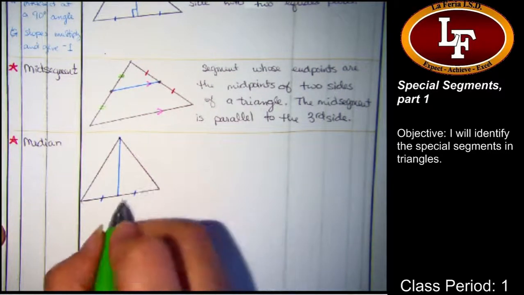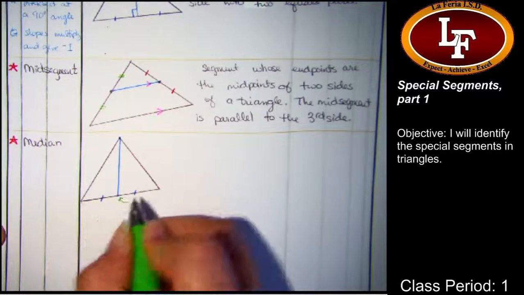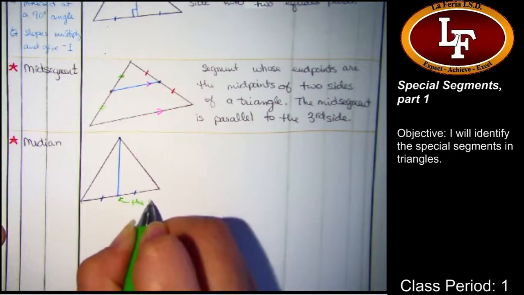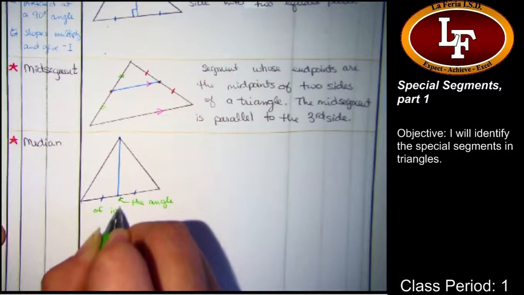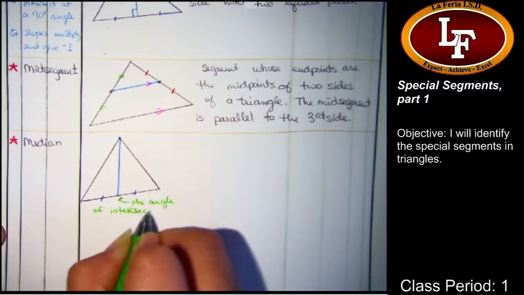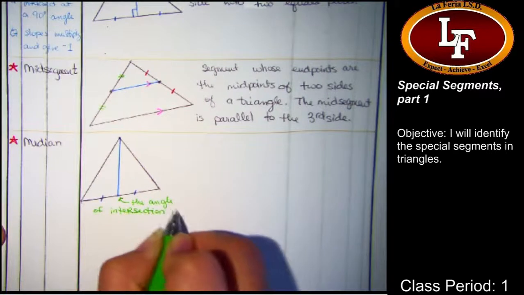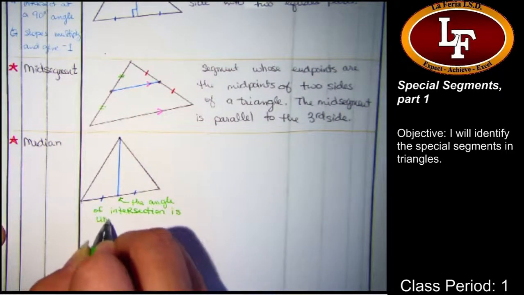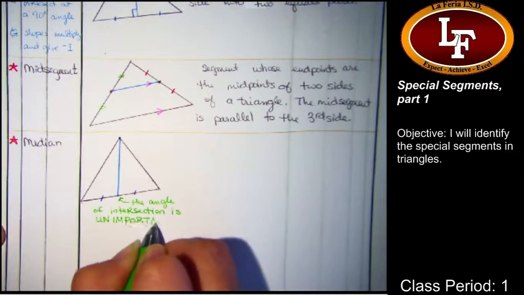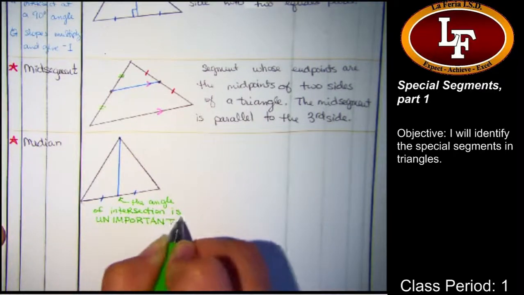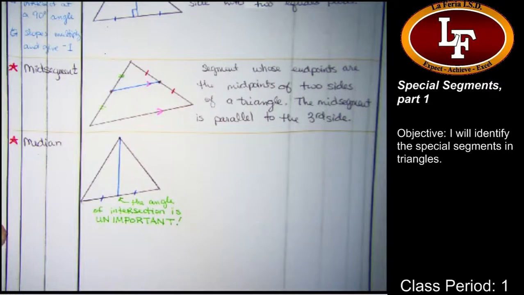So I'm going to make myself a little note right here that says the angle of intersection is unimportant. Which is different from that perpendicular bisector up on top, which had to hit it at 90. This one, we don't really care.